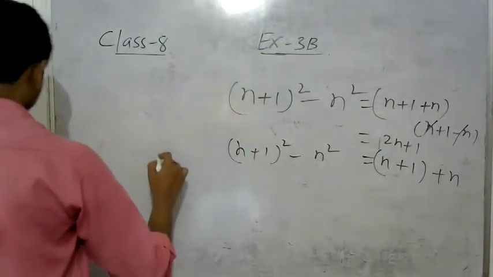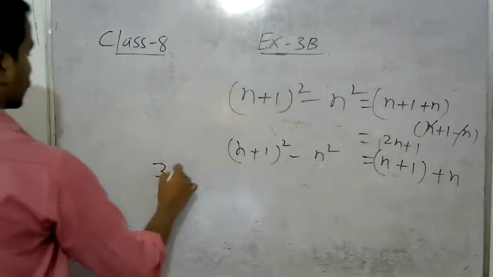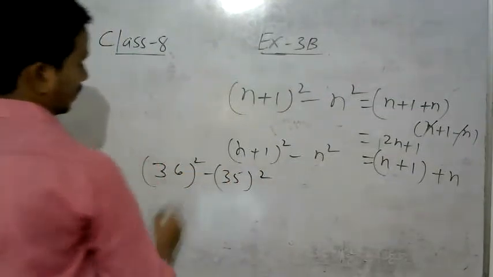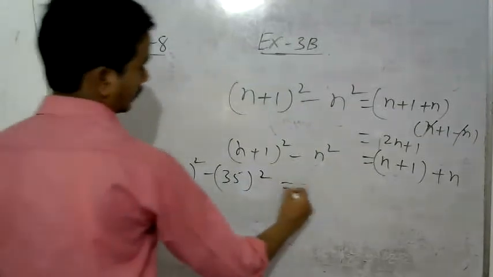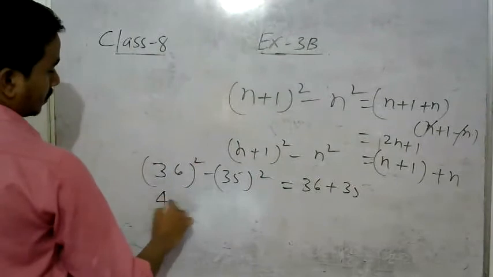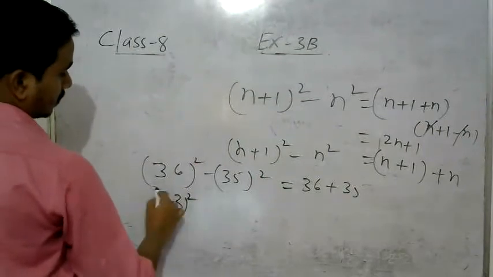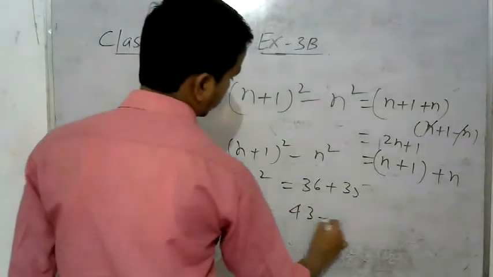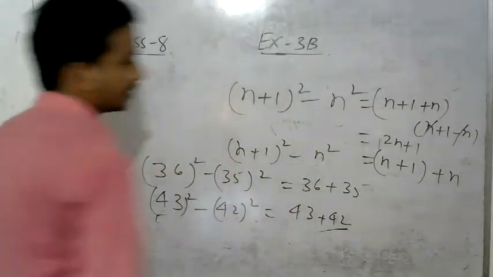For example, 36 square minus 35 square will be equal to 36 plus 35. 43 square minus 42 square will be equal to 43 plus 42. You can write it directly.